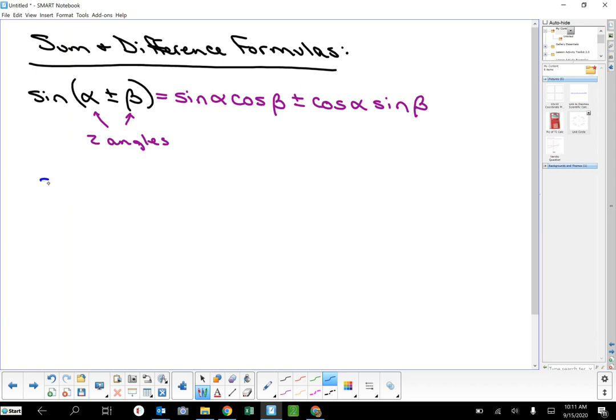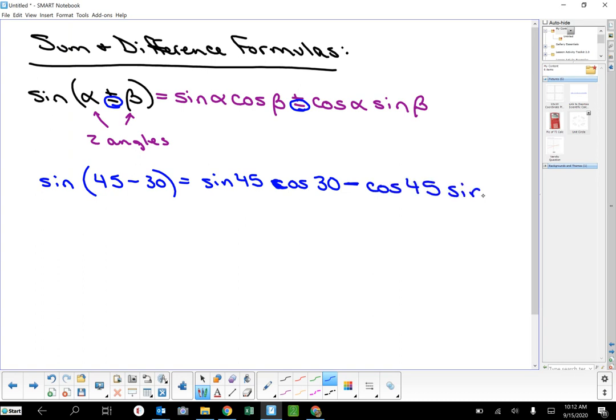So if you have something like sine of 45 minus 30, which would actually be 15 degrees, right? Then you could expand this out as sine of 45, cosine 30. And because I'm using a minus, which is the bottom one here, I'm going to use the bottom one here. These will literally match up. And now I'm going to go cosine of alpha, which is the first one. So minus cosine of alpha, sine of beta. And then you would plug values in.